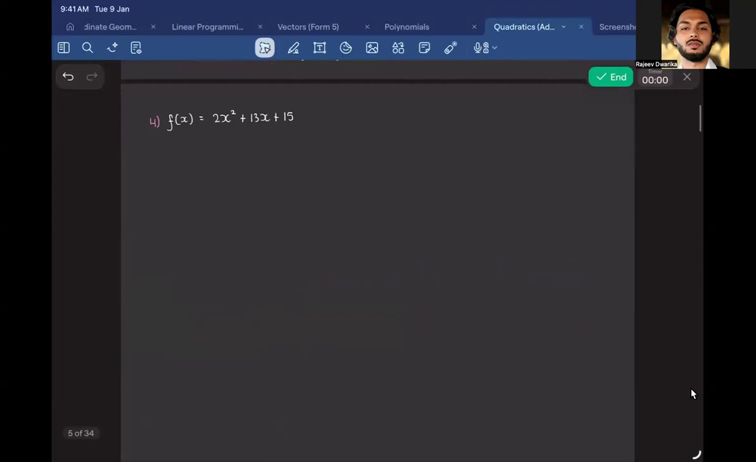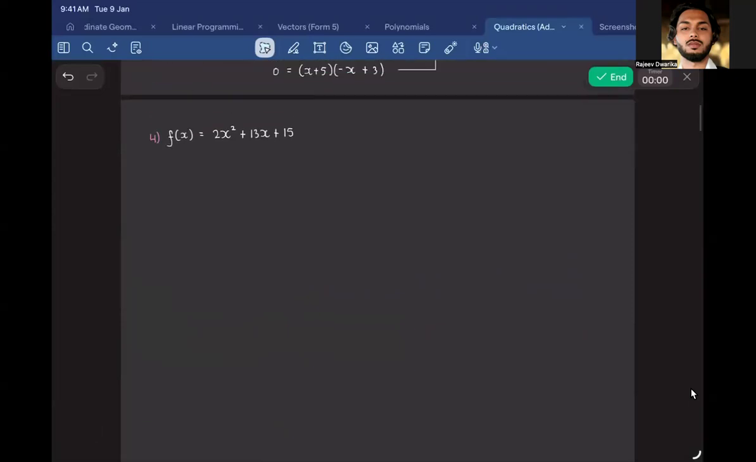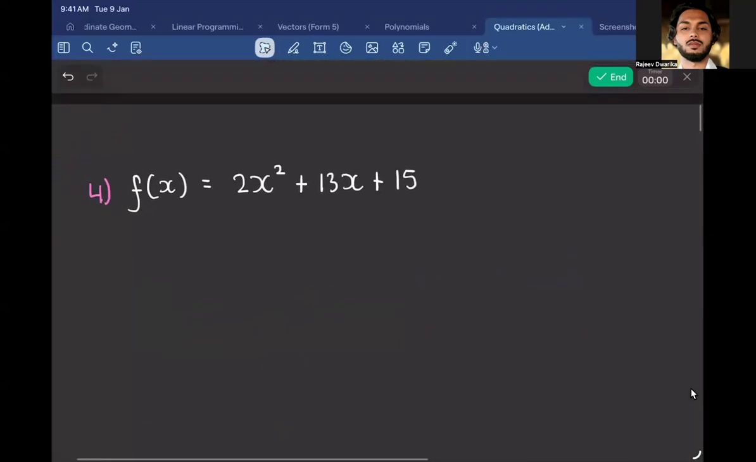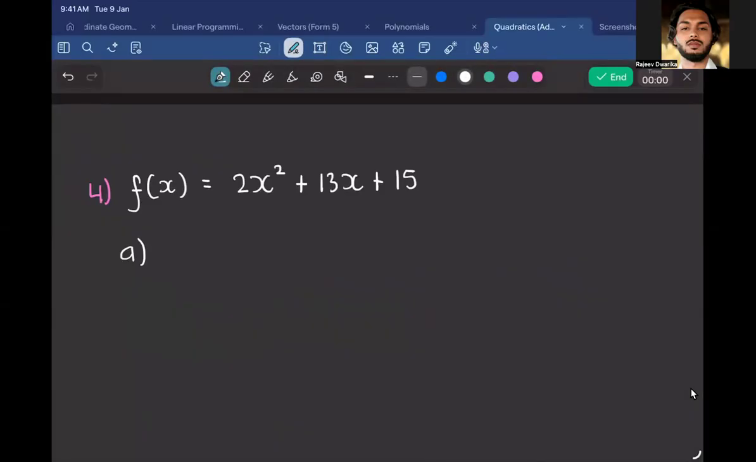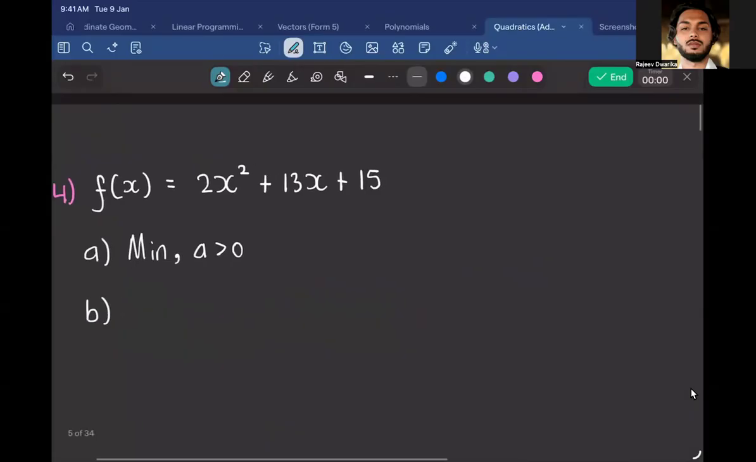All right. So, Serena, I said the last question gave you a little bit of trouble. Yeah, but I figured it out. Okay. Well, let me still run through it together. First part, maximum or minimum? Minimum. And it's a minimum because A is more than 0. All right, we're going to put y equal to 0, so we're going to say 0 is equal to 2x squared plus 13x.